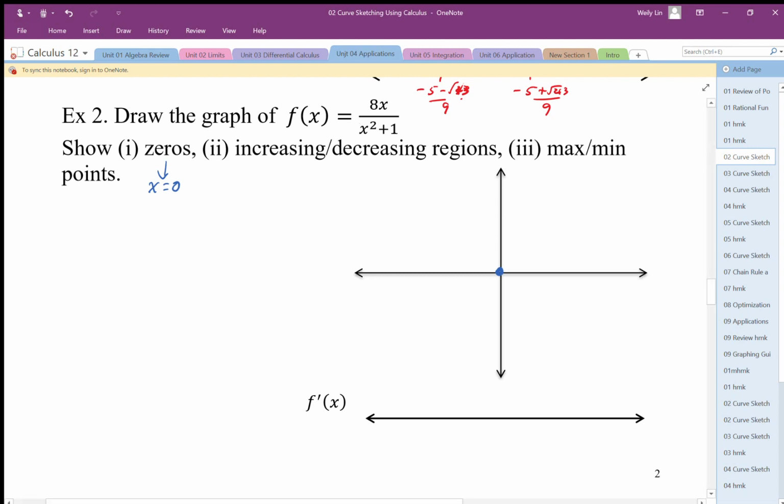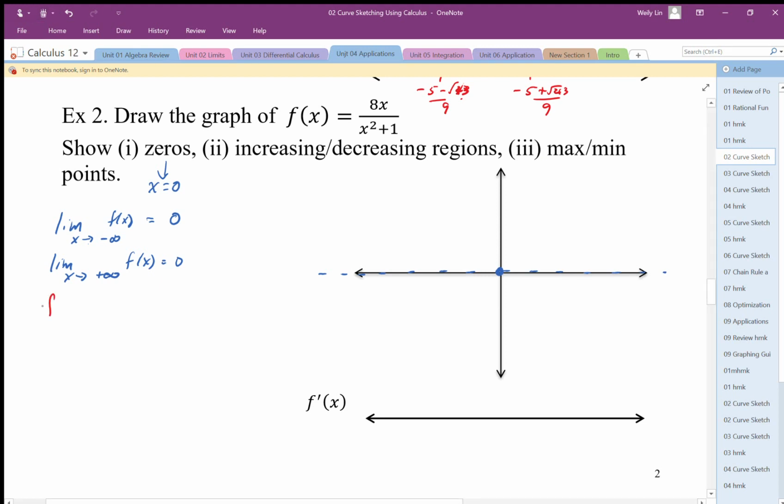There's no vertical asymptotes. I probably want endpoint behavior, so I'm going to take the limit as x goes to -infinity. And it looks like it's going to go to 0. And if I take the limit as x goes to +infinity, same thing. The denominator is going to outgrow the numerator, so it's equal to 0. So we know we have a horizontal asymptote here. Okay, crosses there. We want to find increasing, decreasing regions, which will help us find max and min points. So we need to use a derivative.